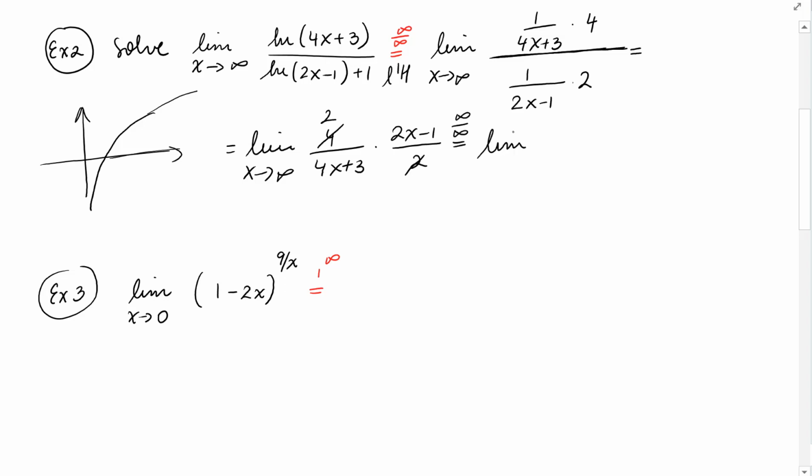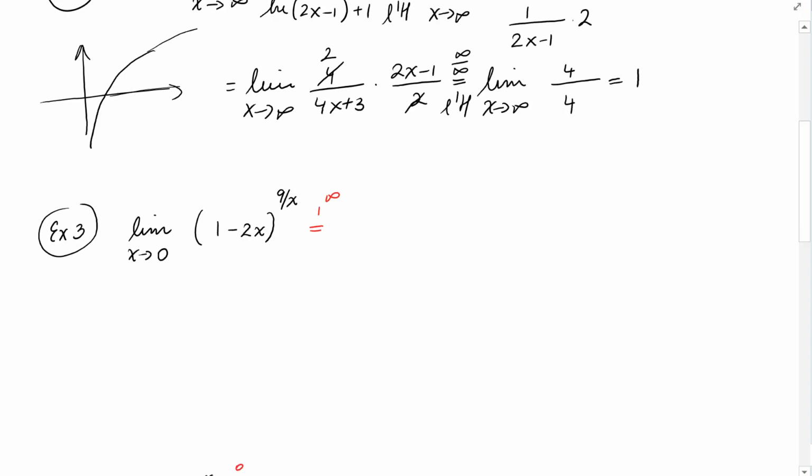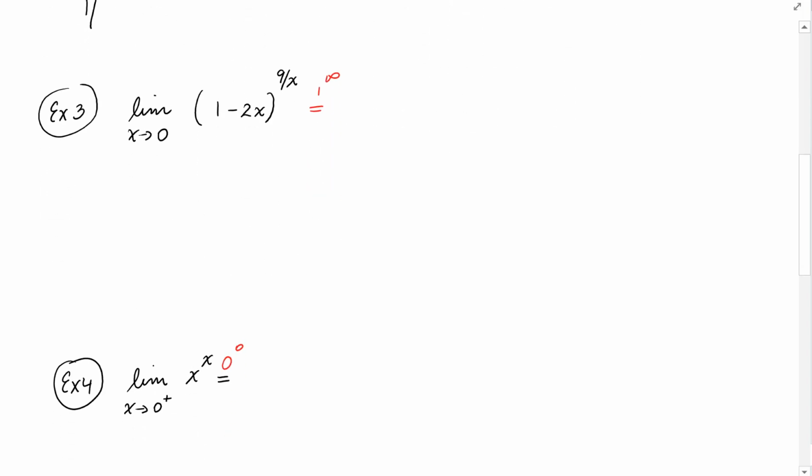So we don't stop here, we apply L'Hopital one more time. So limit as x is approaching infinity of, now the numerator, it's 4x minus 2, prime gives us just 4. The denominator, it's 4x plus 3, prime, it's 4. So the final answer is 1. Let's take a look at another problem. Well, this time we have limit as x is approaching 0 of 1 minus 2x to 9 over x. If we plug in x equals 0, we get 1 to infinity.